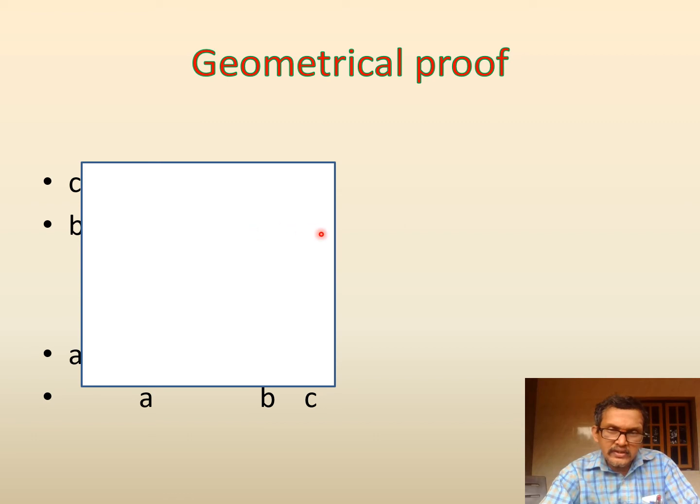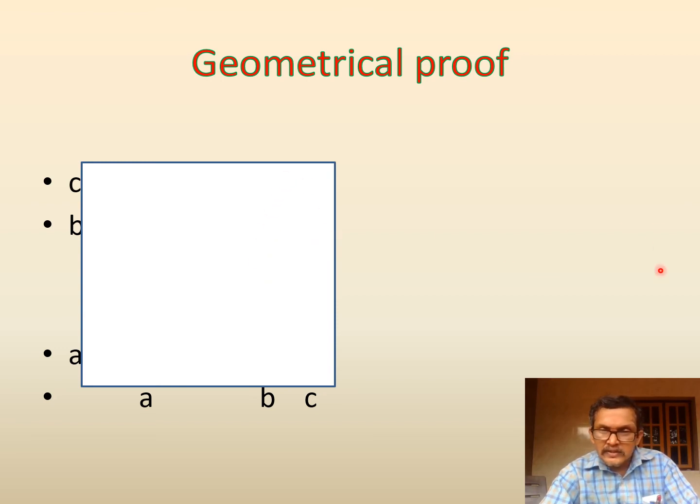Now let us see the expansion. If you expand, what will we get? The area of this square is A plus B plus C whole square, the area of this big square. Now cut this square according to the length A, the length B, and the length C. You will get some squares and some rectangles.